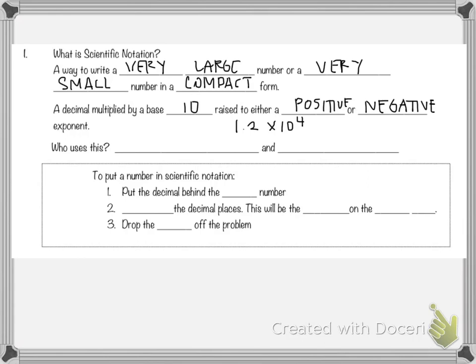Well, why do we learn this? We learn this because a lot of times in science and chemistry, you'll see numbers written in scientific notation. So scientists use this, and mathematicians.